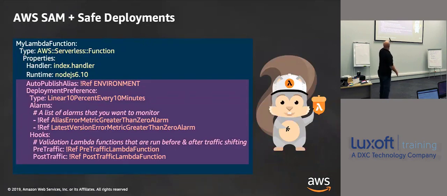One of the things we do, and you don't have to understand what all this means, but we create an alias, okay? And that's by saying auto publish alias, okay? And then we give it a preference. So this is called linear 10% every 10 minutes, or the other option is to go canary, okay? And that means canary for 10 minutes and then everything. And then we can list alarms that it's based on, and then you can even have post and pre-traffic hooks. Let me show you what that means.